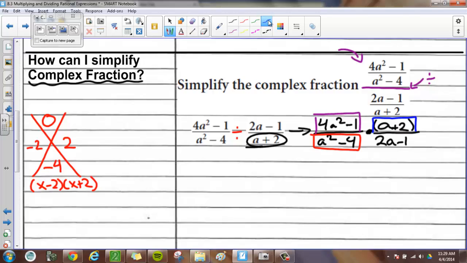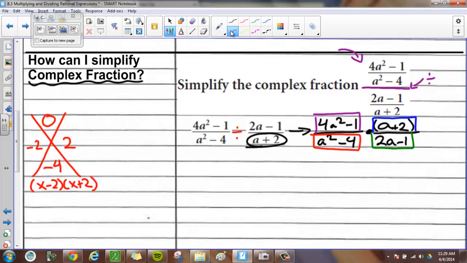And then we have this bottom one, this is green. Seems green to me. There's 2a minus 1. That can't be factored either. But I'm pretty sure we can factor this 4a squared minus 1. How do we do that one? We can use that slide method. Let's use the slide method.